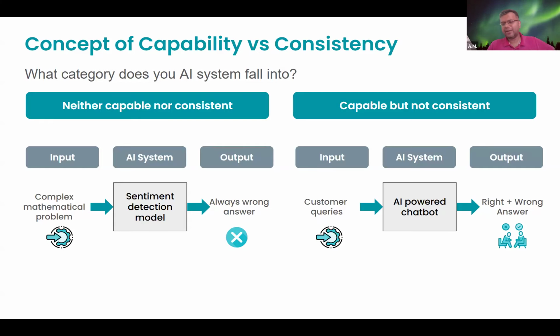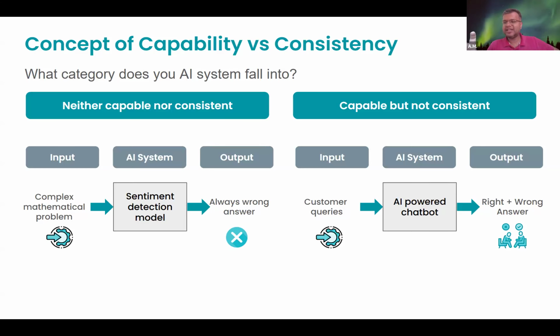Now in this kind of a chatbot, let's say a customer query comes in. It might so happen that out of 10 times, 7 times the answer is correct, but there are 3 times where, because of hallucinations, etc., the answer is actually not correct, right? So this is a system where we will say, okay, my system is capable because I have equipped it with the right set of tools and the right set of guardrails. But because of the very nature of non-determinism, I feel that it is not consistent at times.